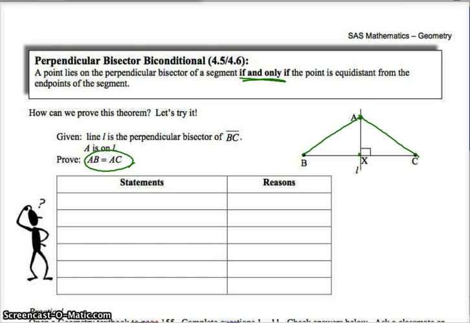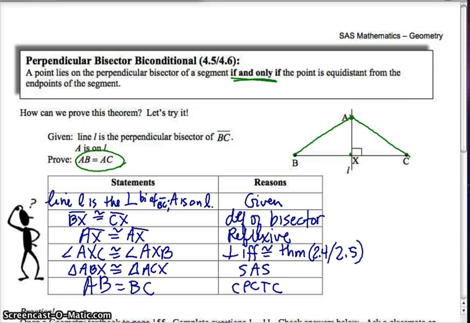So hopefully you know by now, you might want to pause and try this on your own. Actually, I think you should do that. Try to practice this proof, and then you can unpause and see how I did it. Okay, I have a minute and a half to explain this.